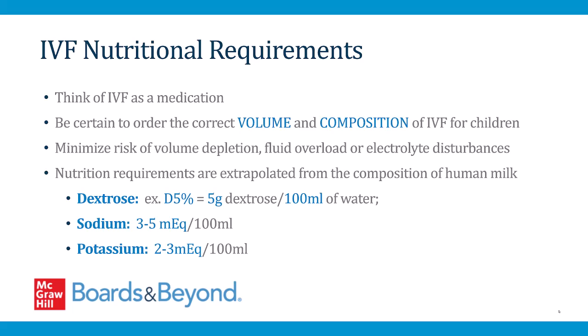Historically, nutritional requirements for IV fluids were extrapolated from the composition of human breast milk. This includes a form of sugar as a percentage of dextrose, where D5% equates to 5 grams of dextrose in 100 mL of fluid. Additionally, the average child generally requires 3 to 5 milliequivalents per 100 mL of sodium and 2 to 3 milliequivalents per 100 mL of potassium. We will talk more about these electrolyte requirements in the next couple of slides.